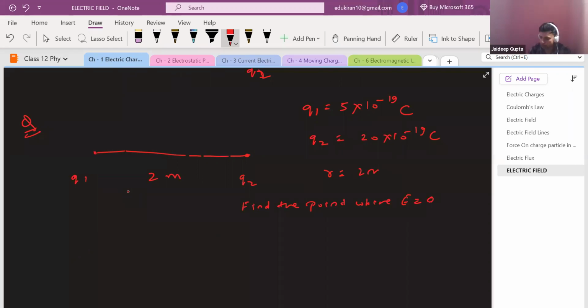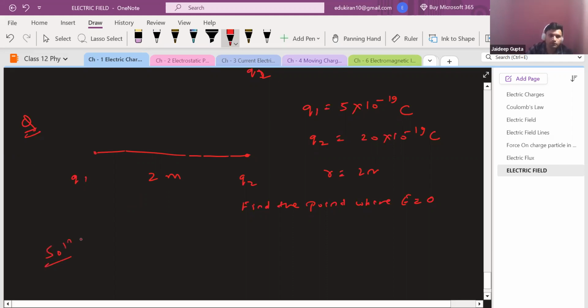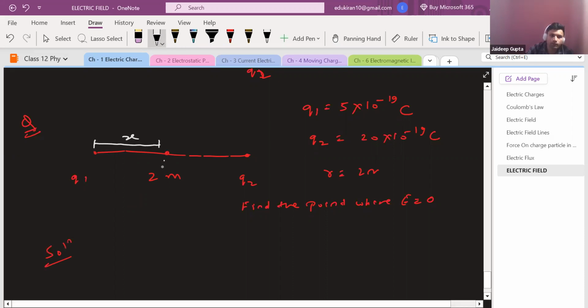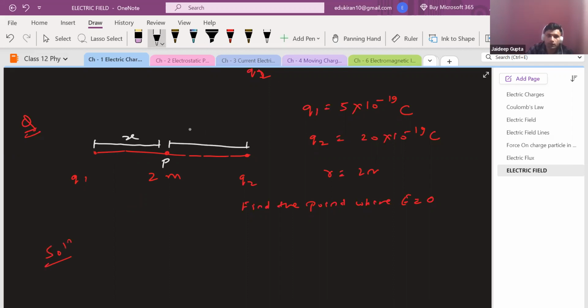Shall I tell you how to do it? Look, let it be X from either of the charges. Let point P be at a distance X from Q1, where the electric field is 0. So the remaining distance will be 2 minus X. Now, if the net electric field at point P is 0, then the electric field due to Q1 must equal the electric field due to Q2. It means E1 equals E2.